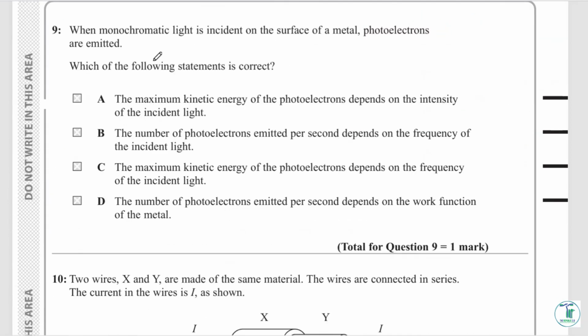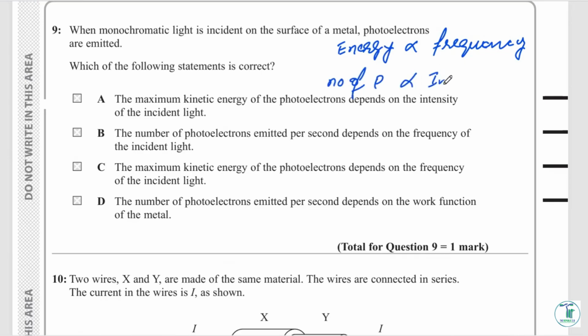And then I've got this question number 9. When monochromatic light is incident on the surface of a metal, photoelectrons are emitted. Which of the following statements is correct? Well, whenever you talk about the photoelectric effect, remember that the conclusion of this topic, even from the book, was that the energy of the photons depends upon the frequency, not the intensity. And if somebody is really emphasizing the intensity, remember that the number of photons emitted is proportional to the intensity of light. Remember these two relationships, and you'll be done with the photoelectric effect.